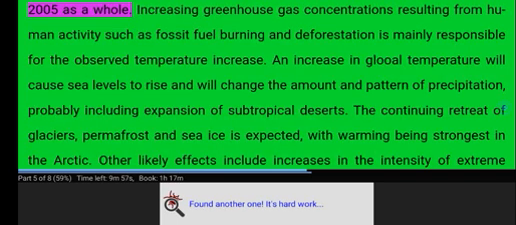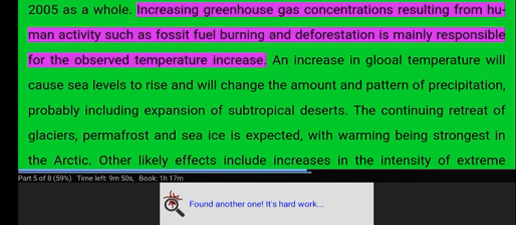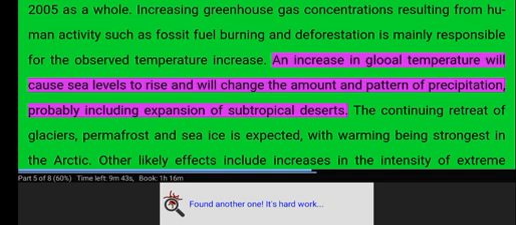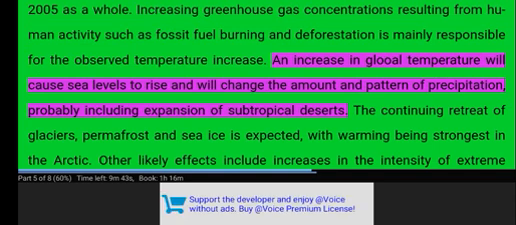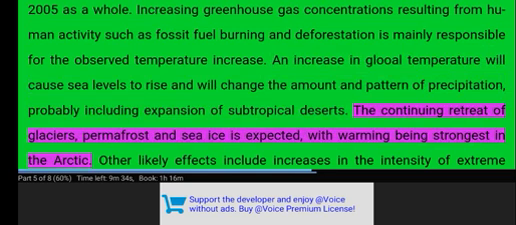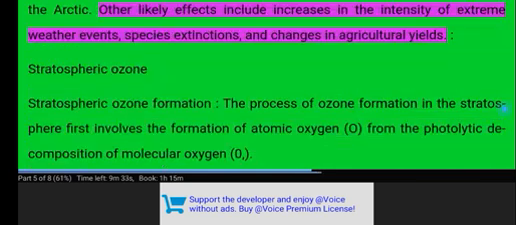2005 as a whole. Increasing greenhouse gas concentrations resulting from human activity such as fossil fuel burning and deforestation is mainly responsible for the observed temperature increase. An increase in global temperature will cause sea levels to rise and will change the amount and pattern of precipitation, probably including expansion of subtropical deserts. The continuing retreat of glaciers, permafrost and sea ice is expected, with warming being strongest in the Arctic. Other likely effects include increases in the intensity of extreme weather events, species extinctions, and changes in agricultural yields.